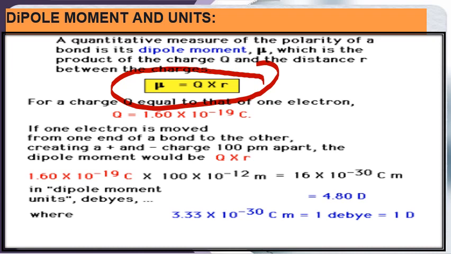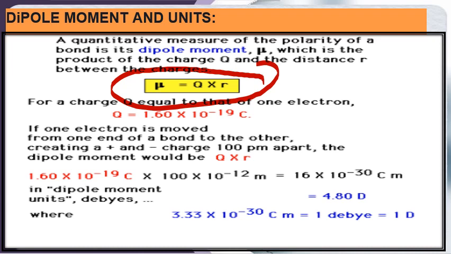Now here is how it is calculated. It is given that the unit charge on an electron is 1.60 into 10 to the power minus 19 coulombs. Suppose the distance by which the two charges are apart is 100 picometers. So multiply this value with Q. To find the result in coulomb meters, convert picometers into meters. So multiply 100 by 10 to the power minus 12 meters, right? So the value will come out to 16 into 10 to the power minus 30 coulomb meters.